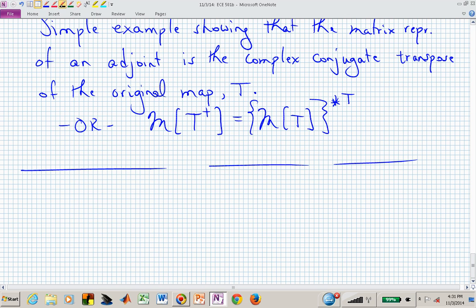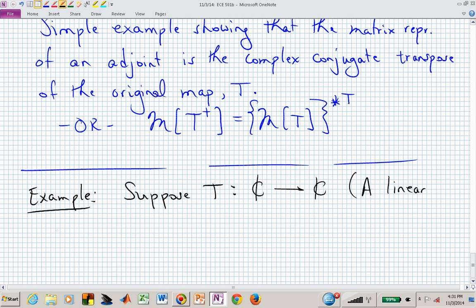Here's our example. Suppose the linear map T, or the linear operator, takes the complex field back into itself. From C to C. Sorry, I just couldn't.